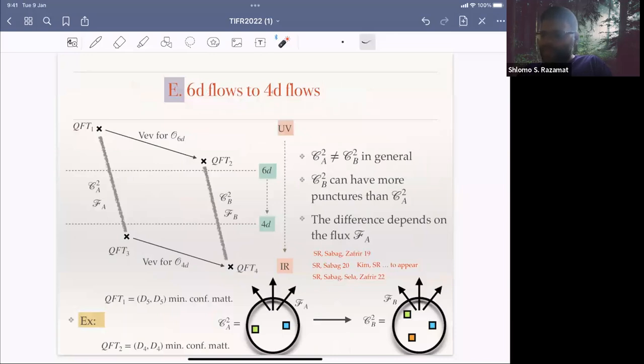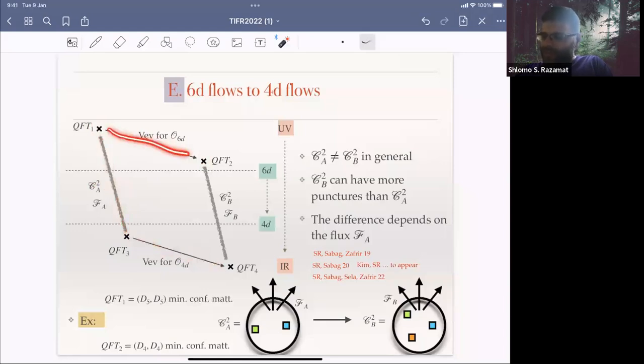The question you can ask is that some theories in 6 dimensions, here QFT1 and QFT2, are related to each other by turning on vacuum expectation values to some operators in 6D. So you can start from this theory, turn on a VEV to some operator, and end up with some other CFT. Now you can compactify, say, this QFT down to 4 dimensions on some Riemann surface. And you can ask yourself, is there a way to form such a commuting diagram?